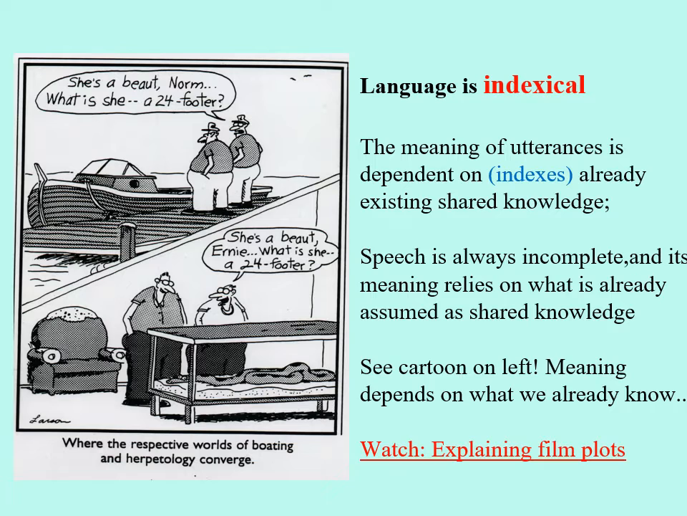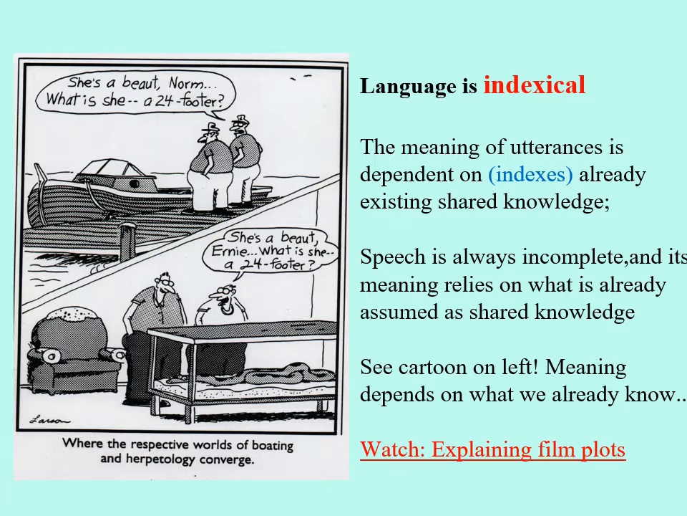Next, we're going to look at a very interesting feature of language. We might call this indexicality, the idea that language is indexical. And what that means is that verbal utterances, sentences, are always dependent for their interpretation on already existing shared knowledge between the communicator, the encoder, and the recipient, the decoder. Every sentence, every communication we use capitalizes on what we assume to be already known. So sentences index shared knowledge.